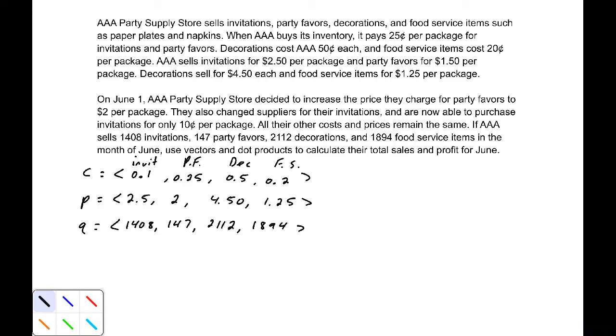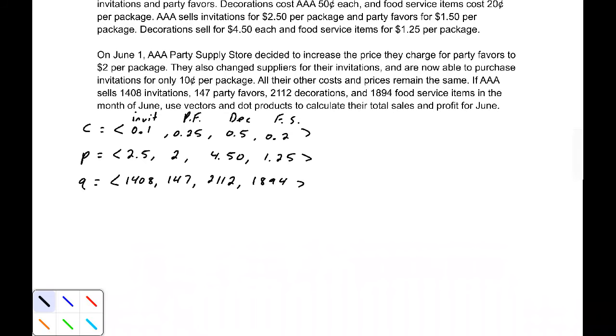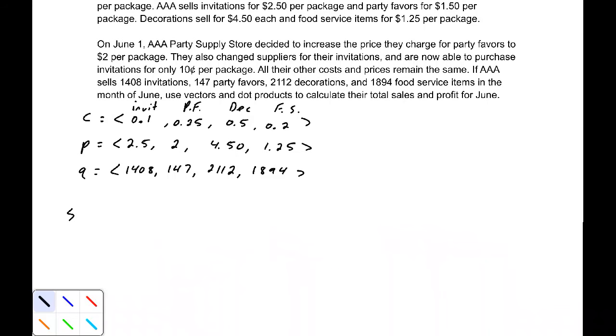All right, now thinking about financial math here, to find the total sales, that's like the revenue. So this is going to be the price they sell items at, vector P. And typically we would multiply this by the quantity they sell. Well, in this case, since we're extending this into a third dimension here, we've got the dot product. So vector P dot vector Q for our quantities.